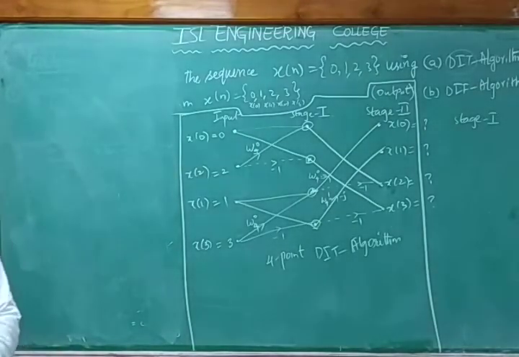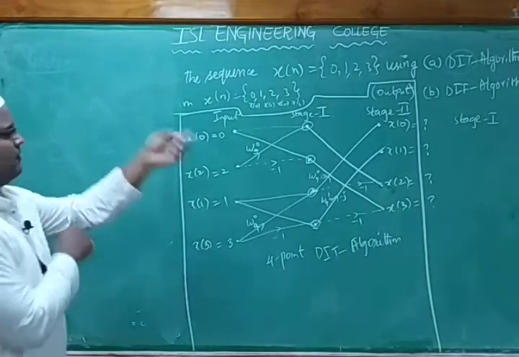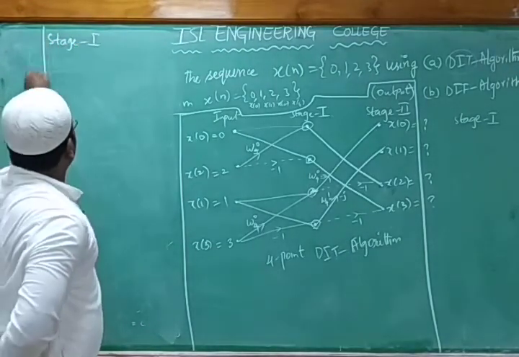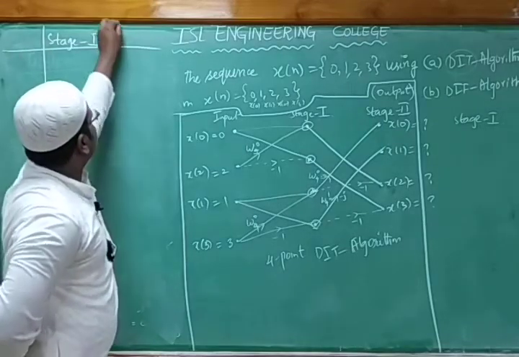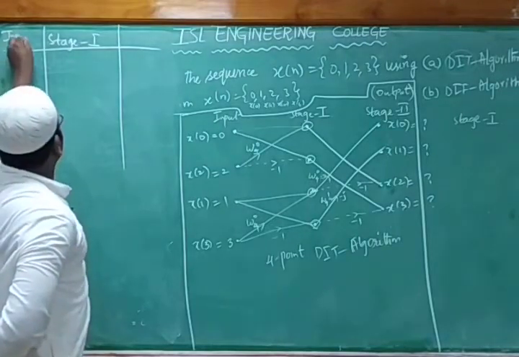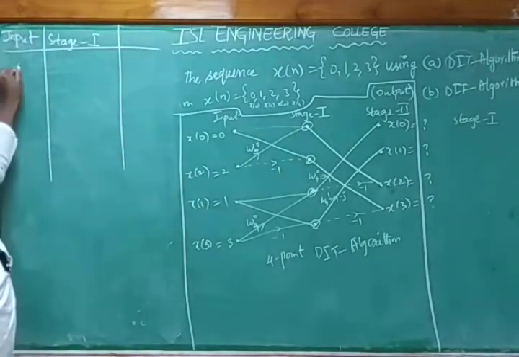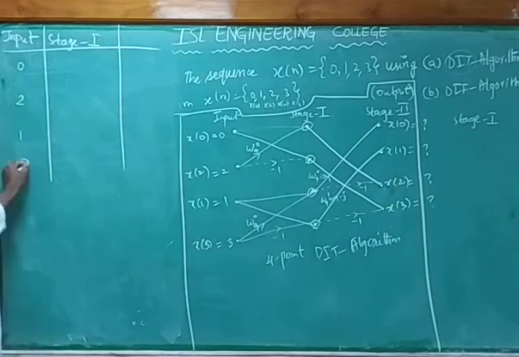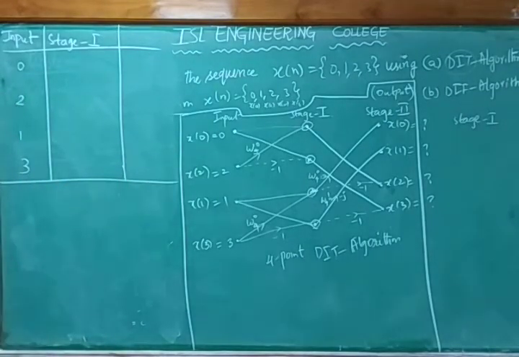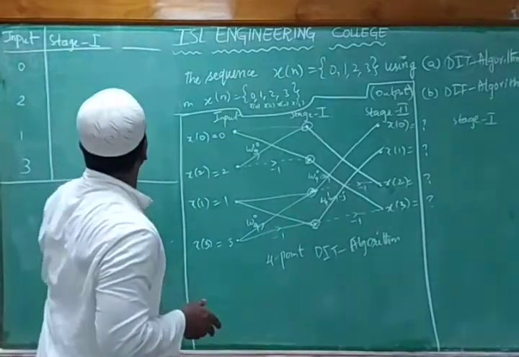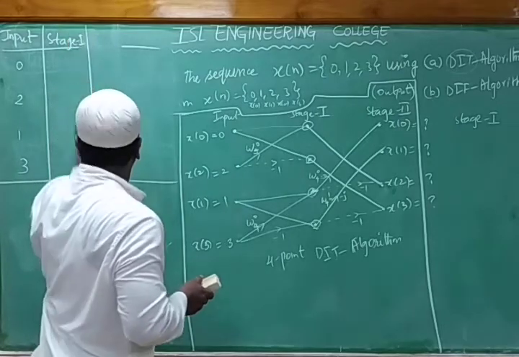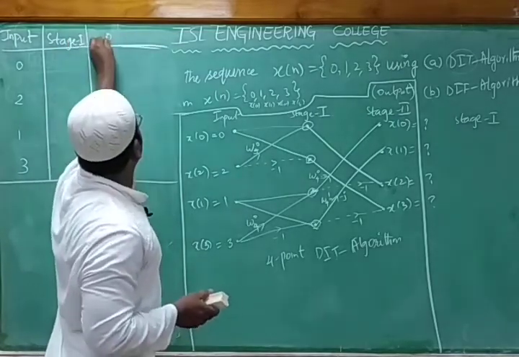So now, what are the stage 1 values we got? For stage 1, we'll make the box like this, right? We'll write the inputs also. This is what we are doing; we are analyzing this. What is the first input value? 0, then 2, then 1, then 3. So these are our input values. Clear? So we need to write the respective output. So how do we write the respective output? This is your output, you need to write.